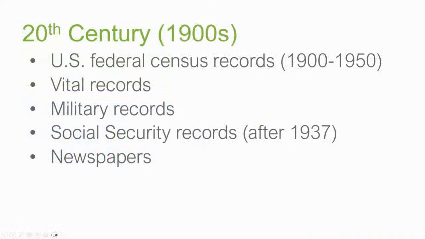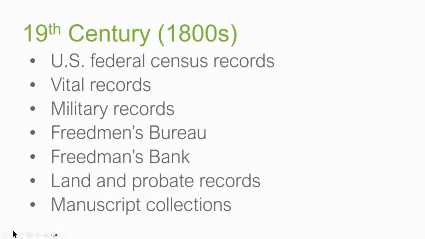Good records to use for African American research vary depending on the time period you're researching. In the 20th century, you may rely on census, vital, military, and Social Security records, as well as newspapers. Research in the 19th century also calls for census, vital, and military records, but also special record sets like the Freedmen's Bureau and Freedmen's Bank records. When researching an individual's enslaver, you will need access, land and probate records, and manuscript collections.